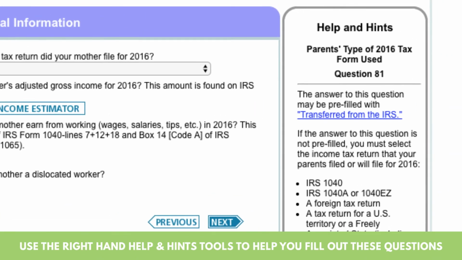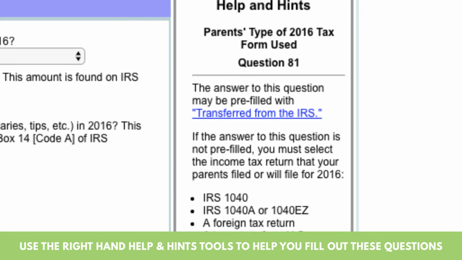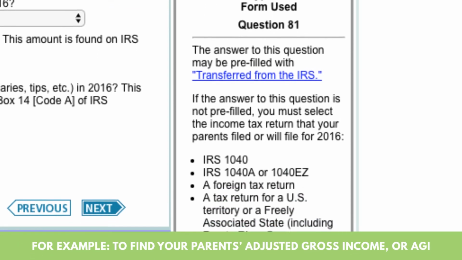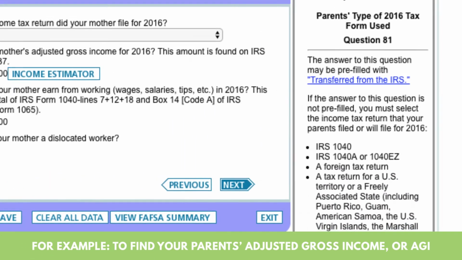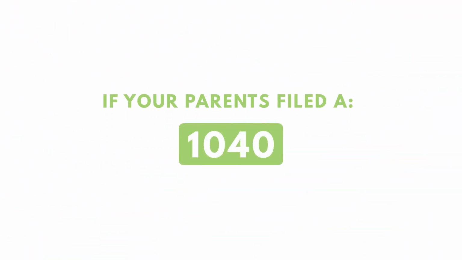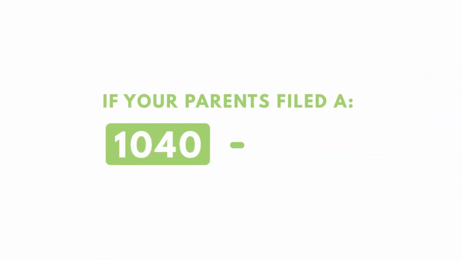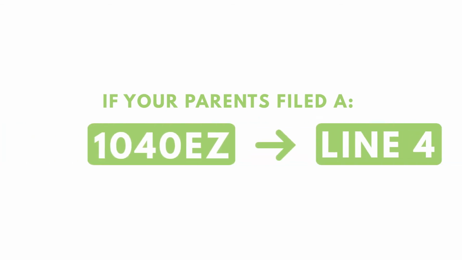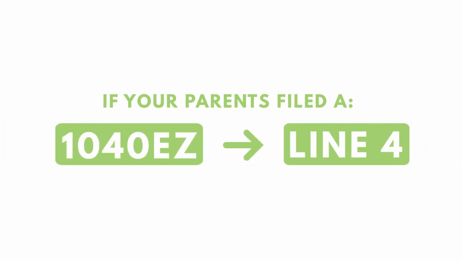Use the right-hand Help and Hints tools to help you fill out these questions. For example, to find your parents' adjusted gross income, or AGI, if your parents filed a 1040, their adjusted gross income is on line 37. If your parents filed a 1040 EZ, their adjusted gross income is on line 4.